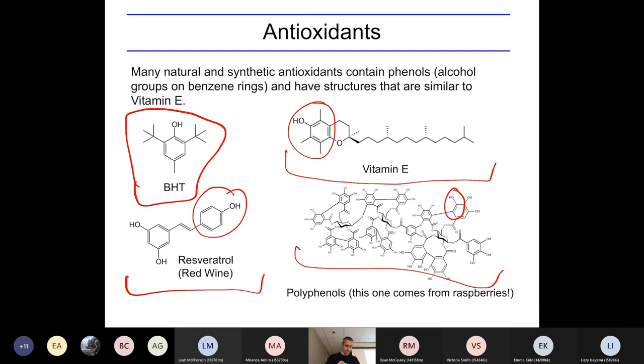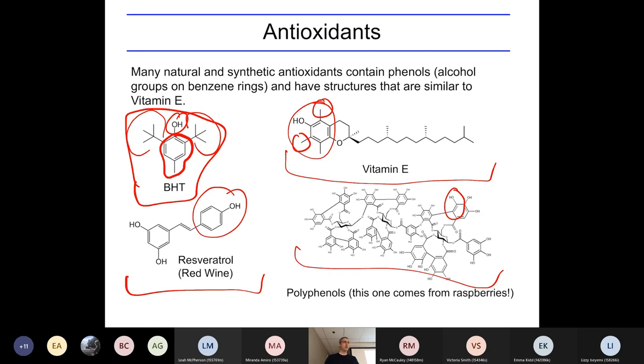BHT, though, is a synthetic one, and it's sort of like a model of vitamin E. It's the same group. They realized these methyl groups help its activity by making the oxygen, once it's a radical, less reactive. So they went big. They put t-butyl groups on here. BHT stands for butylated hydroxytoluene. So the butyls are the two arms. The hydroxy is here, and then the rest of the molecule, methylbenzene, is called toluene. Great.